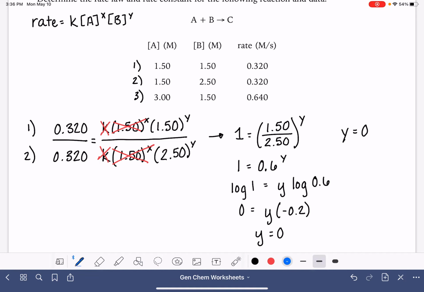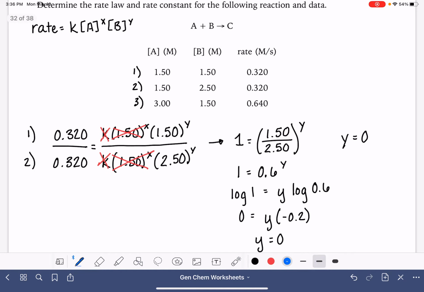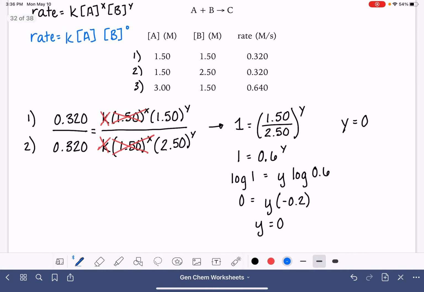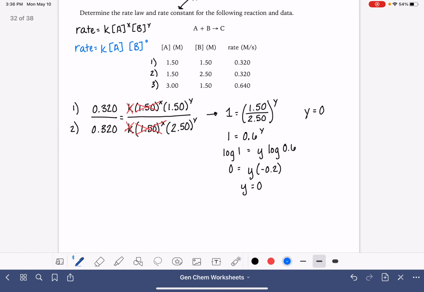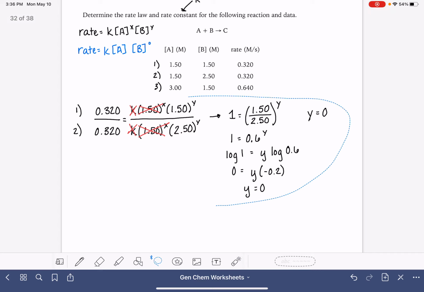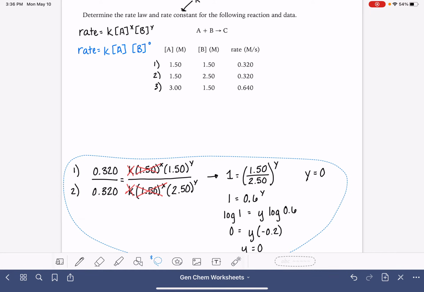That's one of our exponents solved. We've got a little bit of this rate figured out. I'm going to copy this down here. Rate equals K, A to the, we still don't know what, I'm going to leave space for that, B to the 0. Let's go ahead and repeat this process so that we can figure out the value of x. And what I'm going to do is just kind of move this down and out of the way.